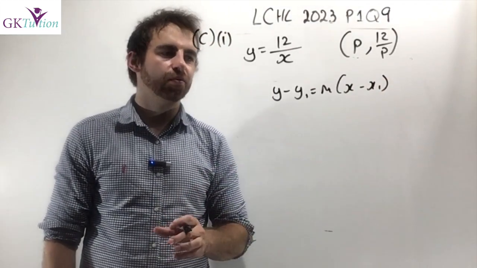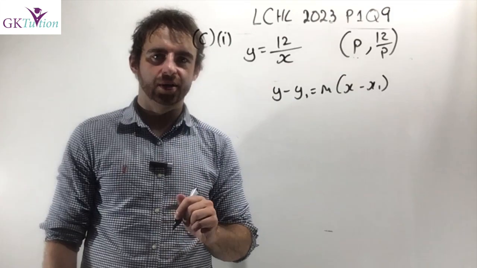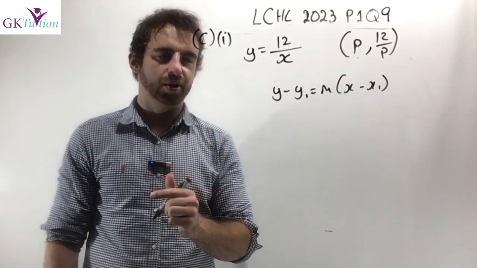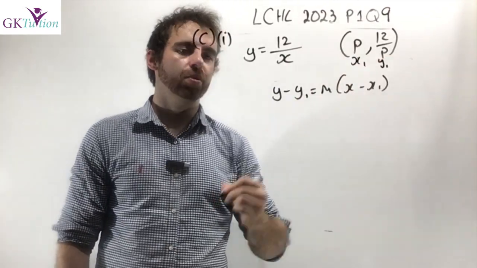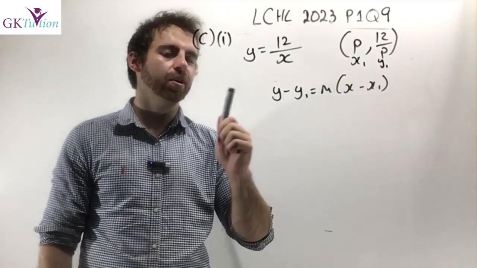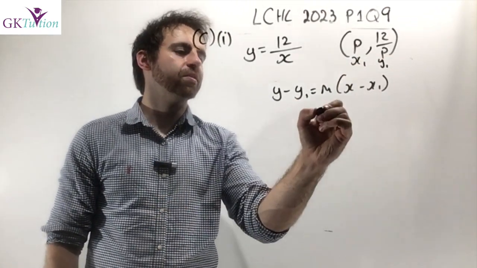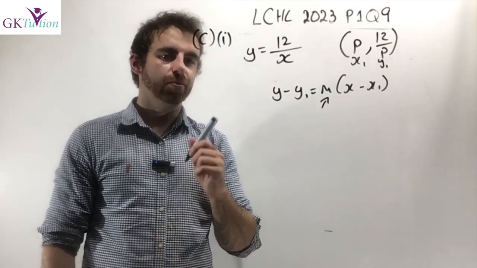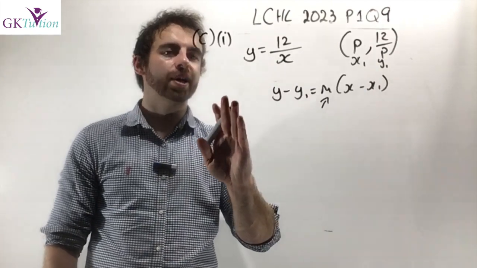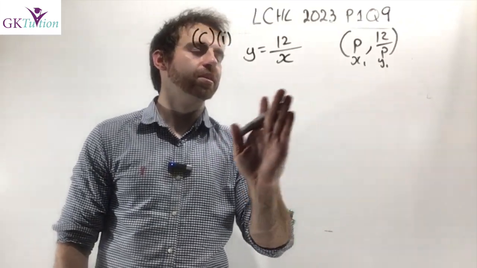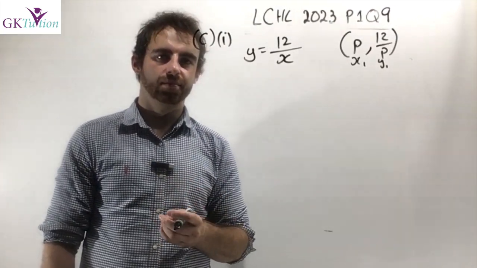In order to use this formula, we need 2 pieces of information. We need the slope and we need a point. Well, we've been told that a point on the tangent is x1, y1. So that's what we're going to sub in for x1 and y1. The only thing that we need to find is the slope. So we need to find what the slope of this tangent is going to be, then we're going to sub into this formula and we'll manipulate our answer till it looks like the one given in the question.